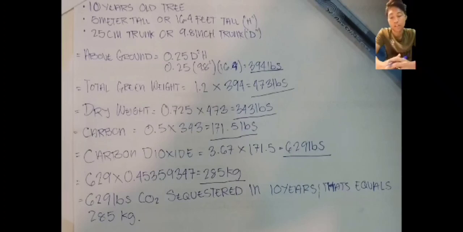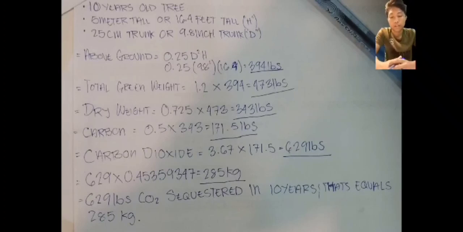So, kung magtanong ka kung asa nagkuha ang 1.2, given na siya. Sa pagkuha sa dry weight, 0.725 times 473, which is our total green weight, equals 343 pounds. Mao na ang dry weight. Sa pagkuha sa atong carbon is 0.5 times ang dry weight, which is 343, equals 171.5 pounds.